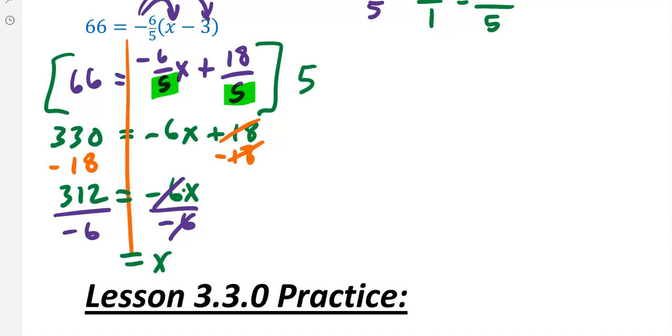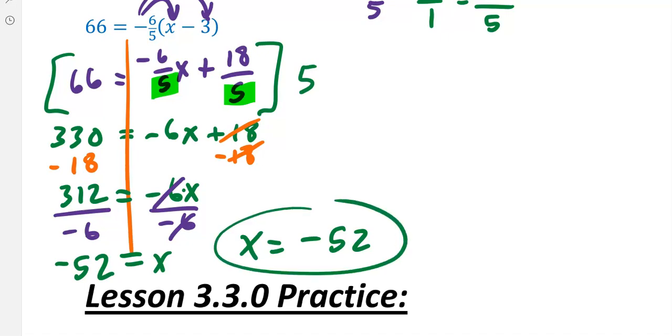Well, that's a positive divided by negative. That's a negative. 52. So x equals negative 52. And if you want to make sure that's right, of course you know to take that negative 52, put it back in for x in the original equation, and see that you get 66 when you simplify the other side.